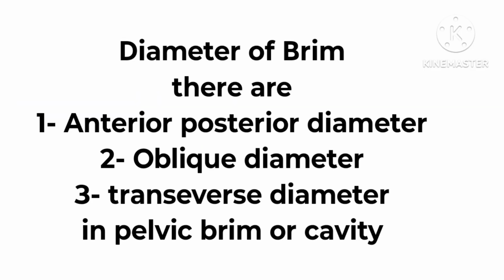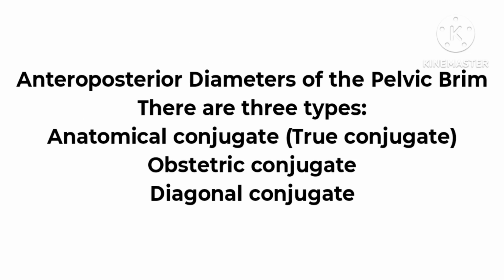In the diameters of the brim there are the anterior posterior diameter of the pelvic brim, the oblique diameter of the pelvic brim and the transverse diameter of the pelvic brim. First we will study the anterior posterior diameter of the pelvic brim. The anterior posterior diameter of the pelvic brim extends from the middle of the sacral promontory to the upper border of the symphysis pubis. And there are three types of diameter. One is the true conjugate, second the obstetric conjugate, third the diagonal conjugate.